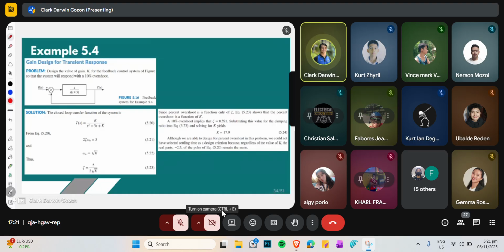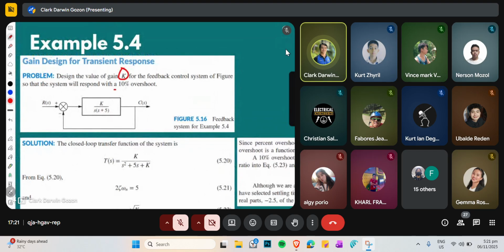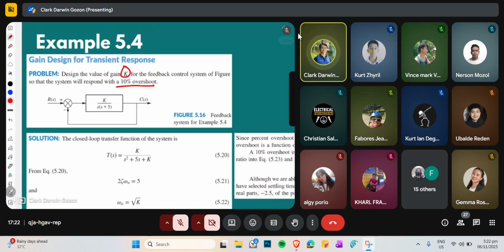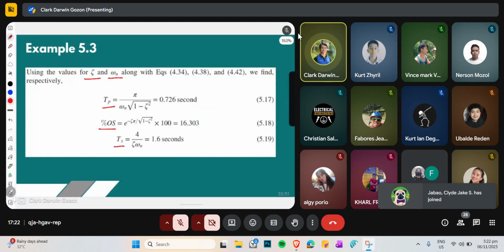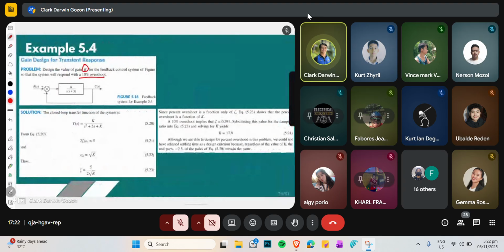Anyway, these are the examples today, but this example, by the way, is more of a designing example. You find the value of K such that the percent overshoot is equal to 10%. So basically it is just reversed. We already have the percent overshoot, and what you do is the reverse.